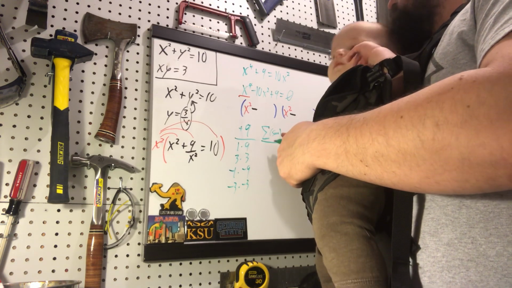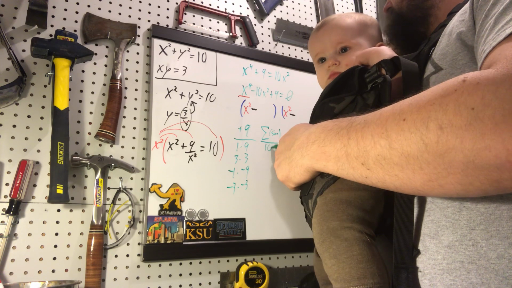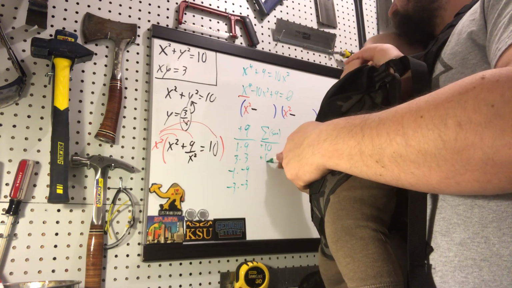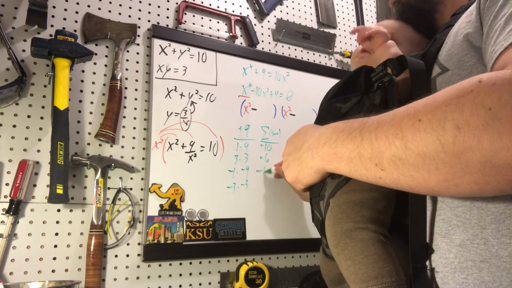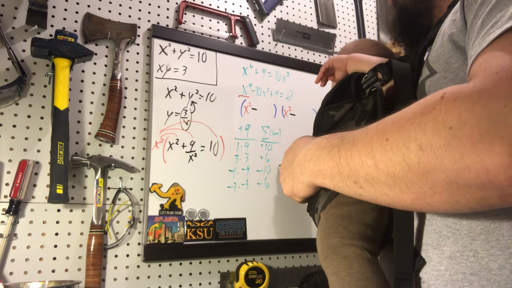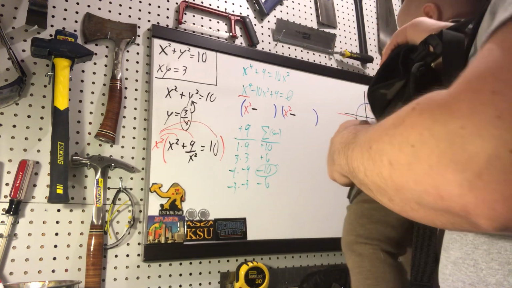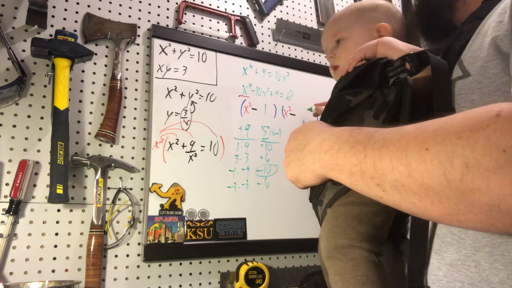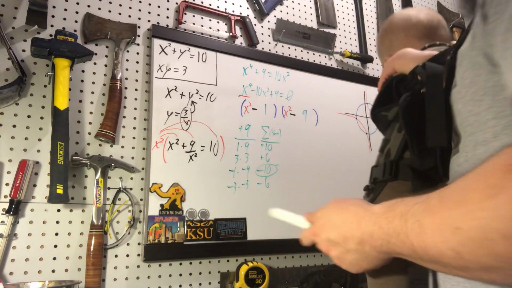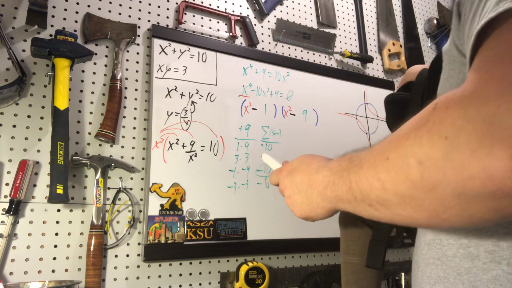So I find my sum. The sum of 1 and 9 is positive 10. The sum of 3 and 3 is a positive 6. The sum of negative 1 and negative 9 is a negative 10. And the sum of negative 3 and negative 3 is a negative 6. So, boom, my answer is this one. I know that I have a 1 right here and a 9 right here. And you can always FOIL out to check your answer. I'm not going to do it just to save time.